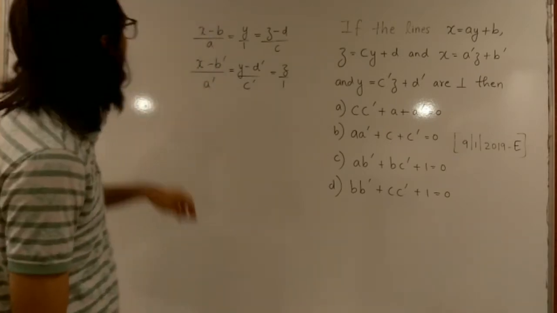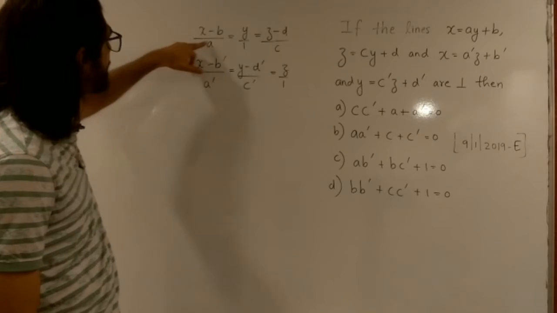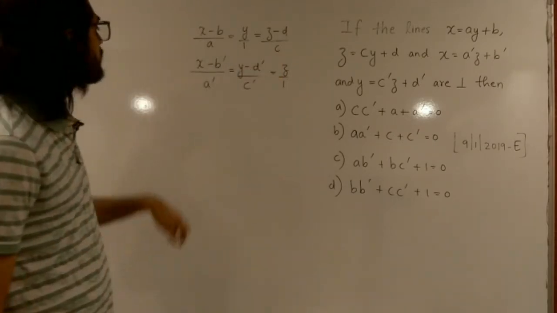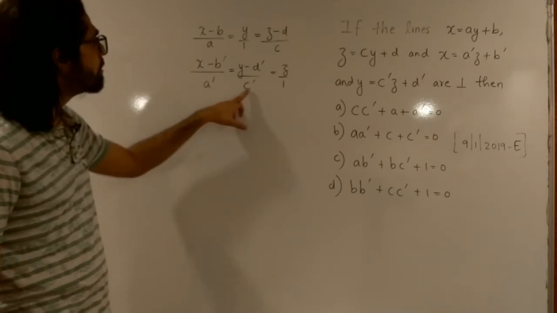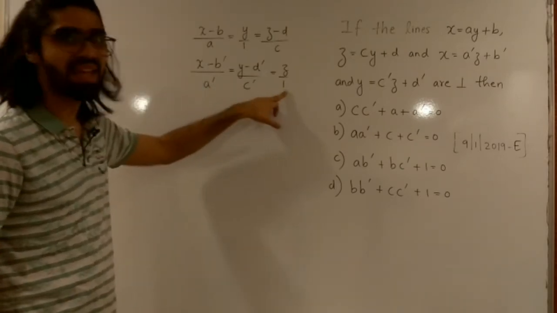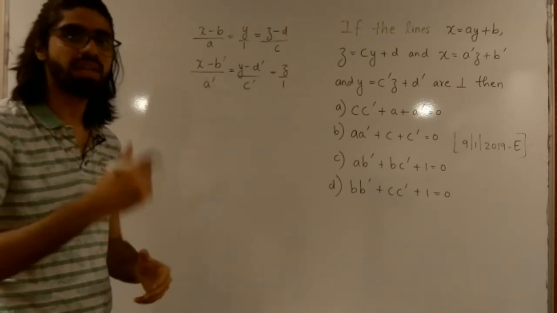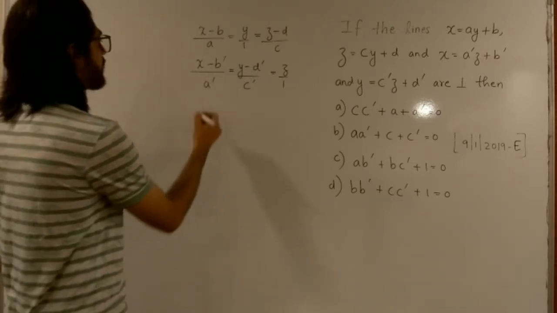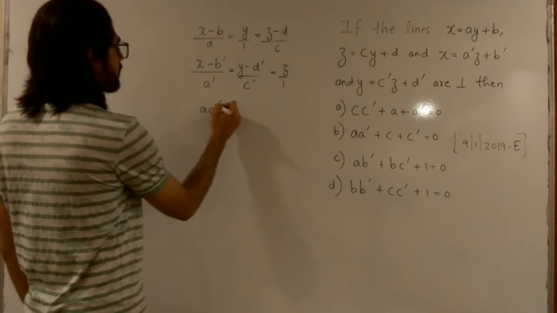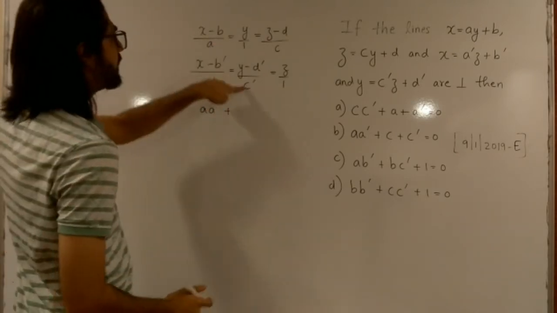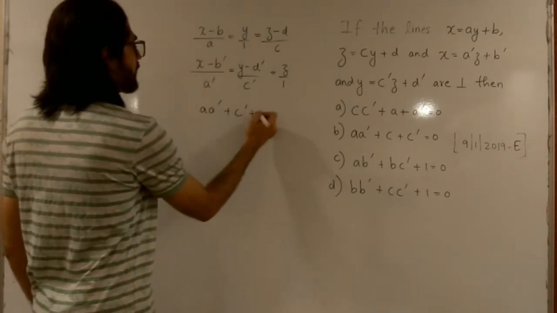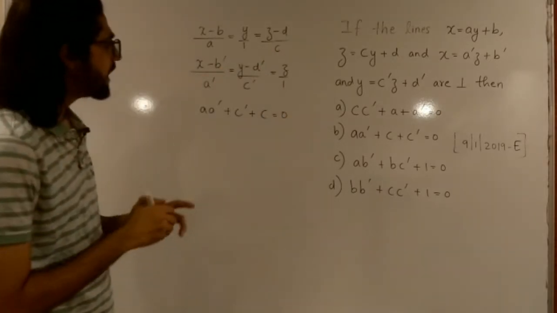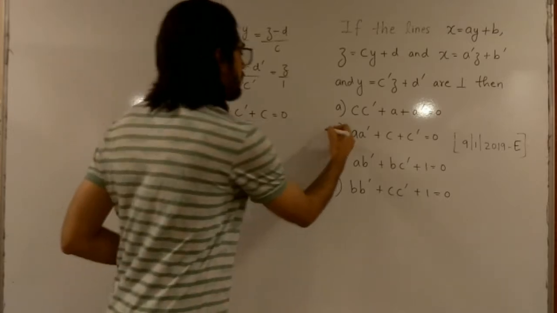A vector parallel to the first line is a i cap plus j cap plus c k cap, and a vector parallel to my second line is a dash i cap plus c dash j cap plus k cap, and taking their dot product and equating it with 0 will give me the final answer. So when I take a dot product, I have a into a dash plus I have 1 into c dash plus I have c into 1, and this should be equal to 0. So that tells me that option B out here is the right answer.